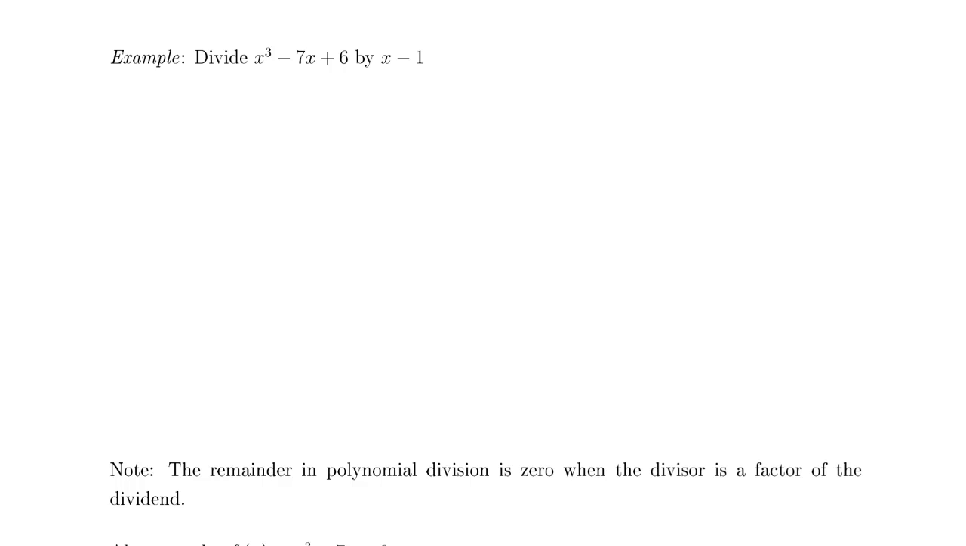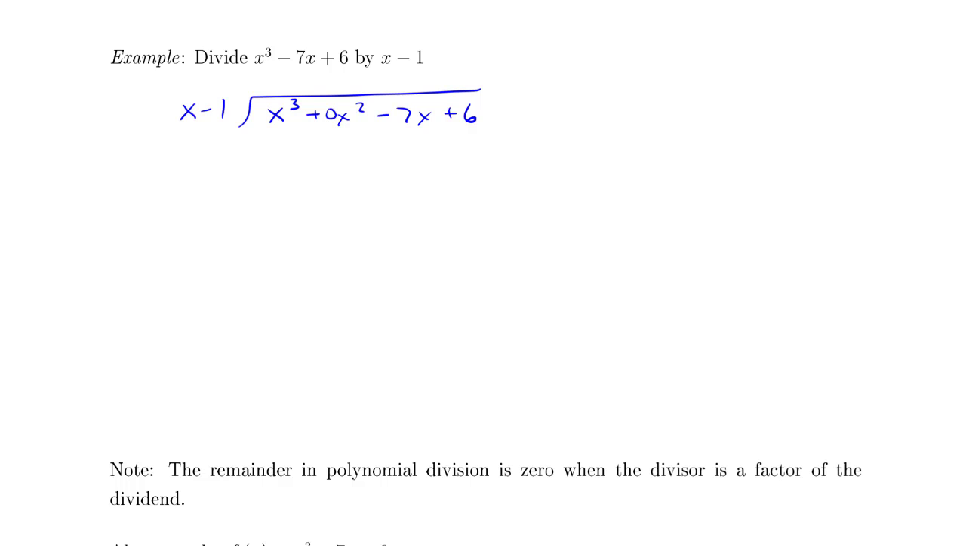Okay, so let's take a look at this one. Divide x cubed minus 7x plus 6 by x minus 1, right? X minus 1 into x cubed. I'm going to do plus 0x squared as a fill-in, to keep the place, minus 7x plus 6.